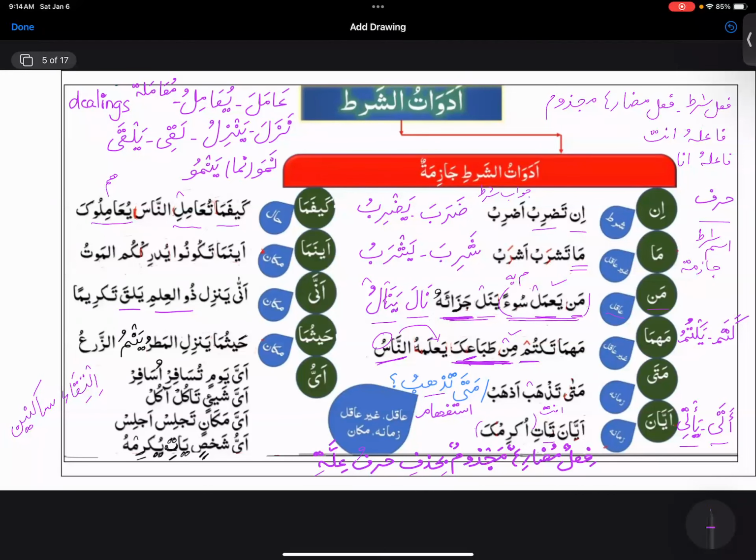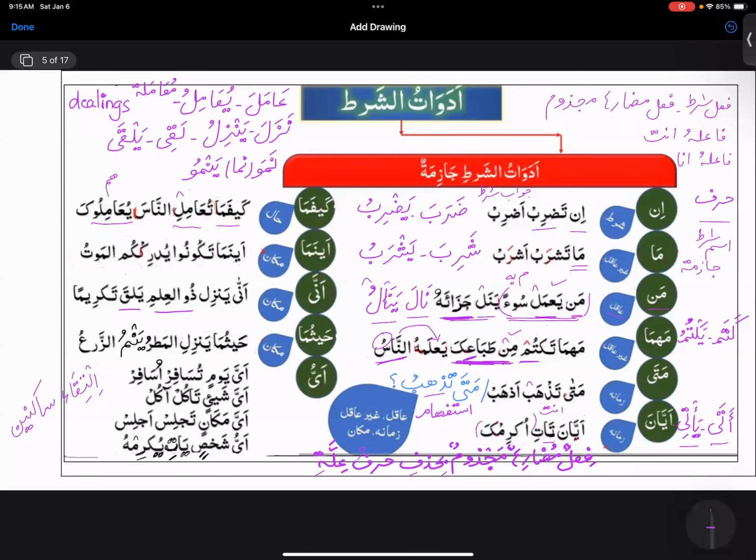Okay, so how are we going to label it? Kayfa is ism shart. And then tu'āmil is... What kind of ism shart? Jāzima. So ism shart jāzima. And then tu'āmil is fi'l mudāri' majzūm. Or you can say, because you know our mind is going to go to mudāri', so you can say fi'lun mudāri'un majzūmun, and then you can say why, bi annahu, because it is fi'l ash-shart. Okay, you can do it in that manner. I think that makes more sense.